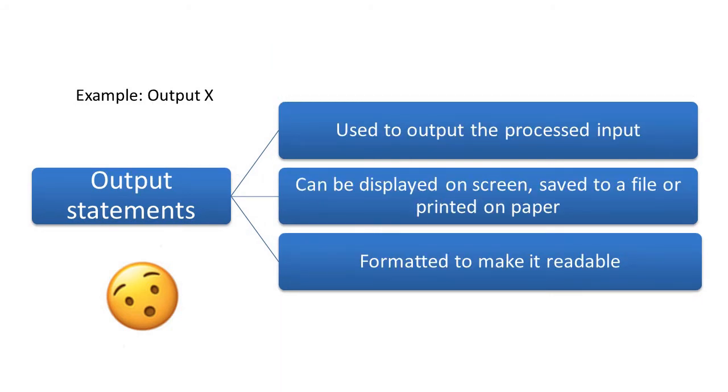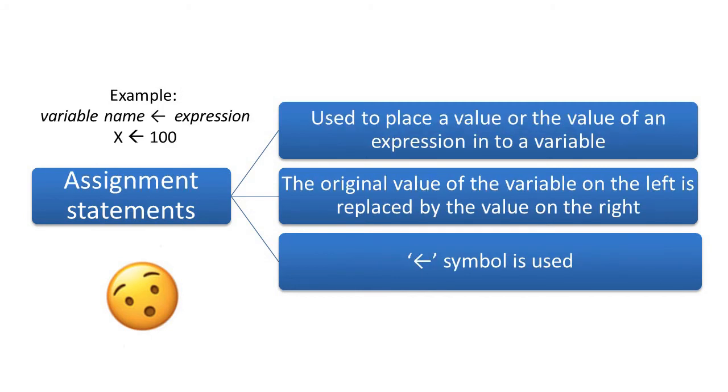As for output statements, they are used to output the processed input. The output can be displayed on the screen, saved to a file, or printed on paper. It is usually formatted to make it more readable. Assignment statements are used to place a value or the value of an expression into a variable. The original value on the left of the operator is replaced by the value on the right, which is the value of the expression. We use an arrow to denote the assignment operator in flowcharts and pseudocode.